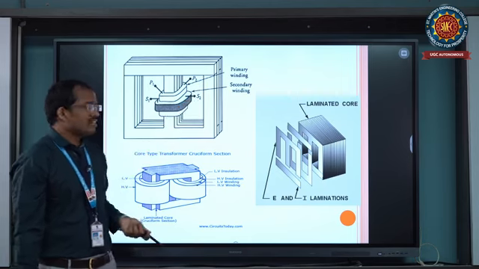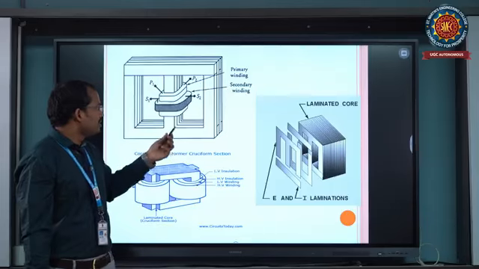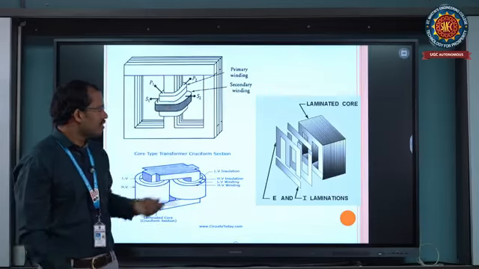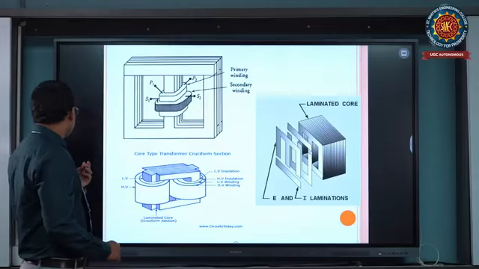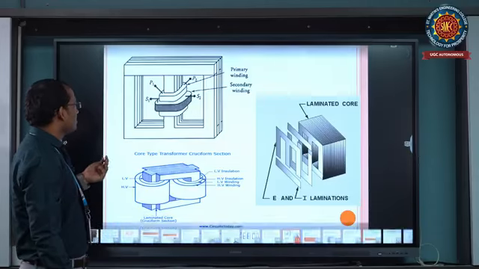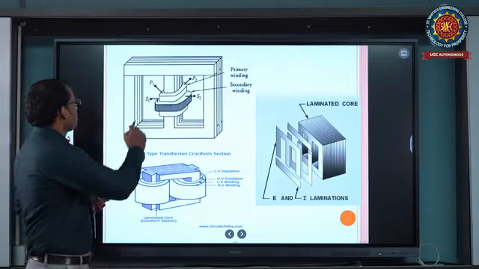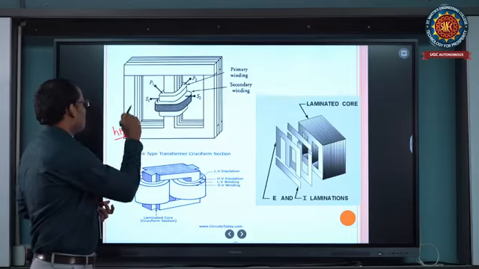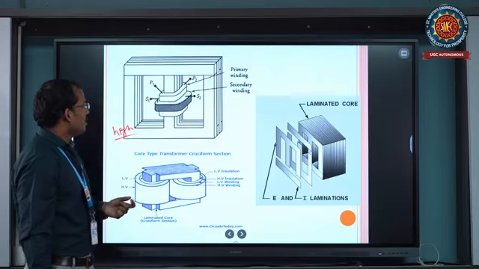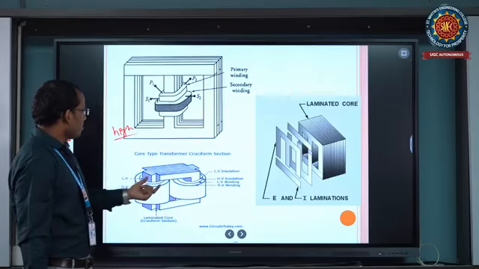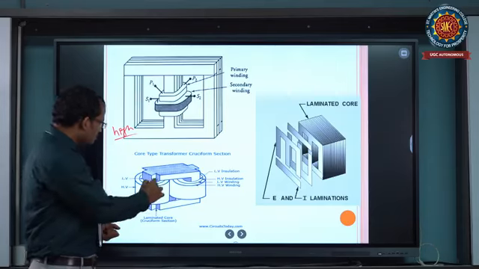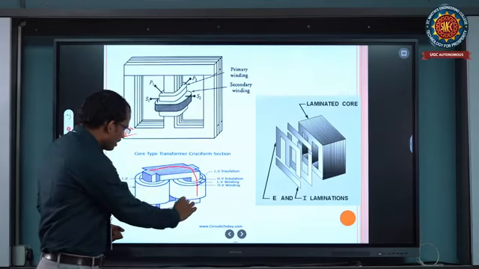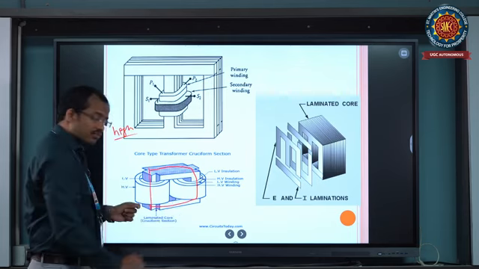Shell type transformers are used at high voltage levels. And next one, the core type of transformer. This is the core type of transformer, a rectangular shape.